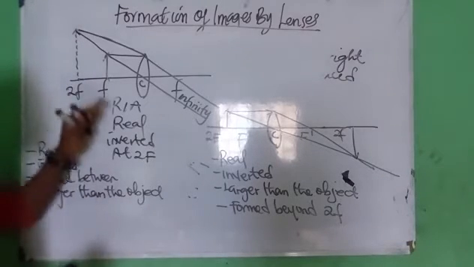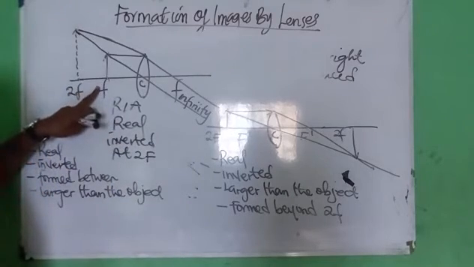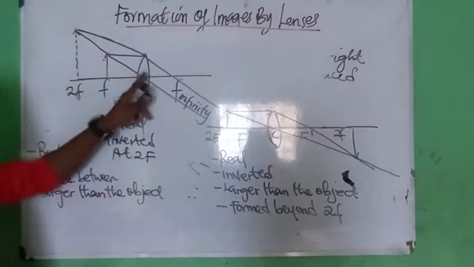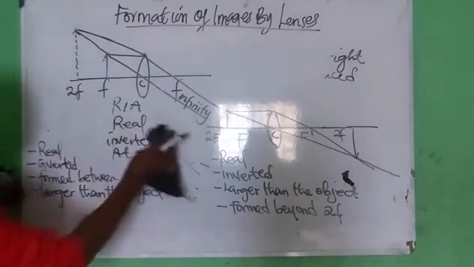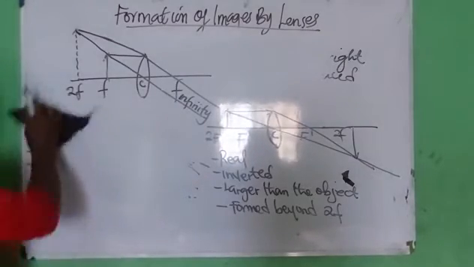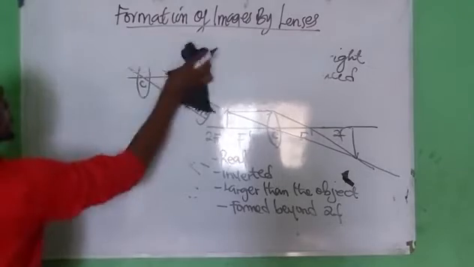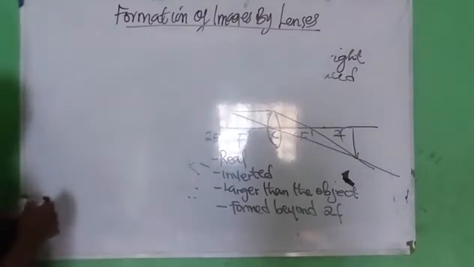So from what I've written, the major thing you should note here is that when an object is placed at f, what will you observe? The image will be at what? Infinity. Look at it, it's going, all right? So take note of that, okay? Is there any other one? Please, this one is very important.